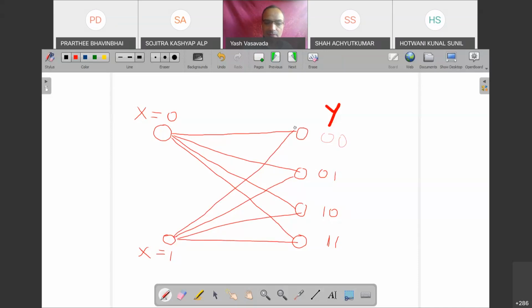Now, what are the probabilities that we give to these x values? These are called the prior probabilities, 1 minus q and 1 minus q1. So this is same as before, no change. But what about these lines? What are the probabilities that we give to these lines?